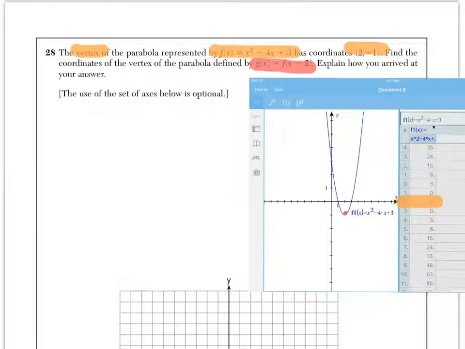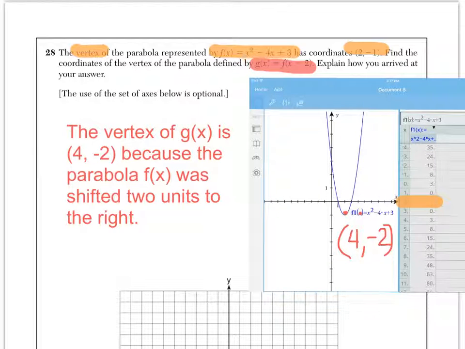So there's my vertex right here, and move that vertex over to the right, which will be right there. That new point has the coordinates of 4, -2. Let's go ahead now and summarize this in words. The vertex of g of x is 4, -2, because the parabola f of x was shifted 2 units to the right. And remember, we have to write this out in words because it says explain.